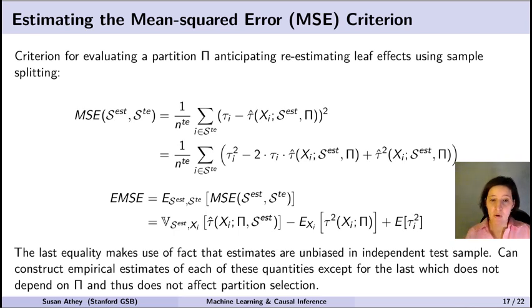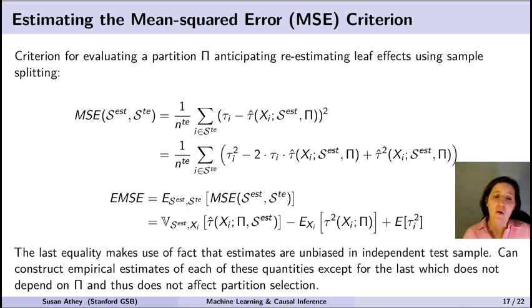And then my ultimate goal is to find a good tau hat function that would perform well in an independent hidden test set. So I can write this mean squared error objective as this sum over i in the test set of tau_i minus tau hat, squared. I can then just do a little bit of algebra, expand that out, and see that this mean squared error can actually be written in three terms: the tau_i squared, the minus 2 tau_i times tau hat, and the tau hat squared.